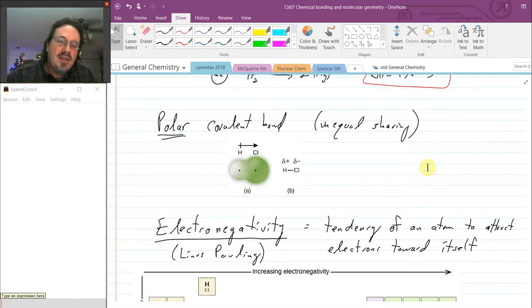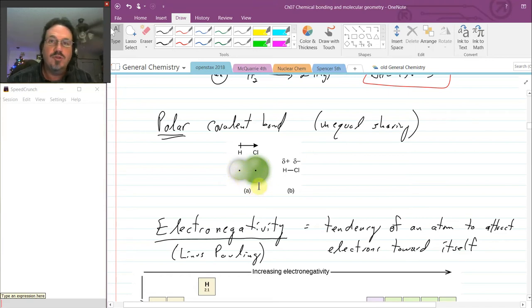And to try to picture that, let's say an HCl bond, like here in this figure from the textbook. If the chlorine wants those electrons more, it has a greater affinity for those shared electrons than the hydrogen over here, then it's going to hog those electrons. It's going to pull them closer to itself. It's going to get them more of the time than the hydrogen is. And the net result is it's going to gain a partial negative charge.